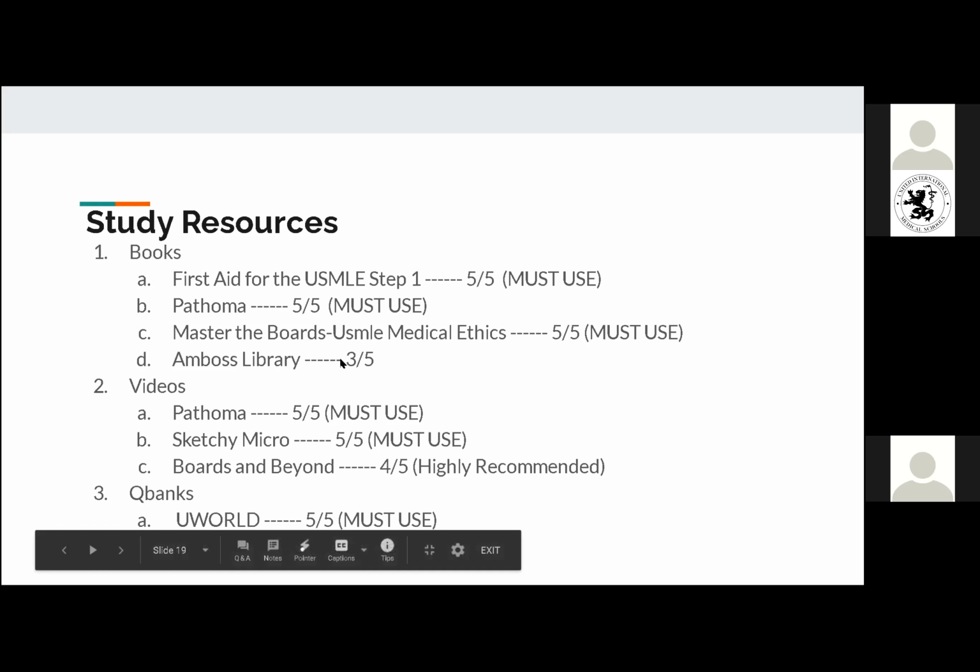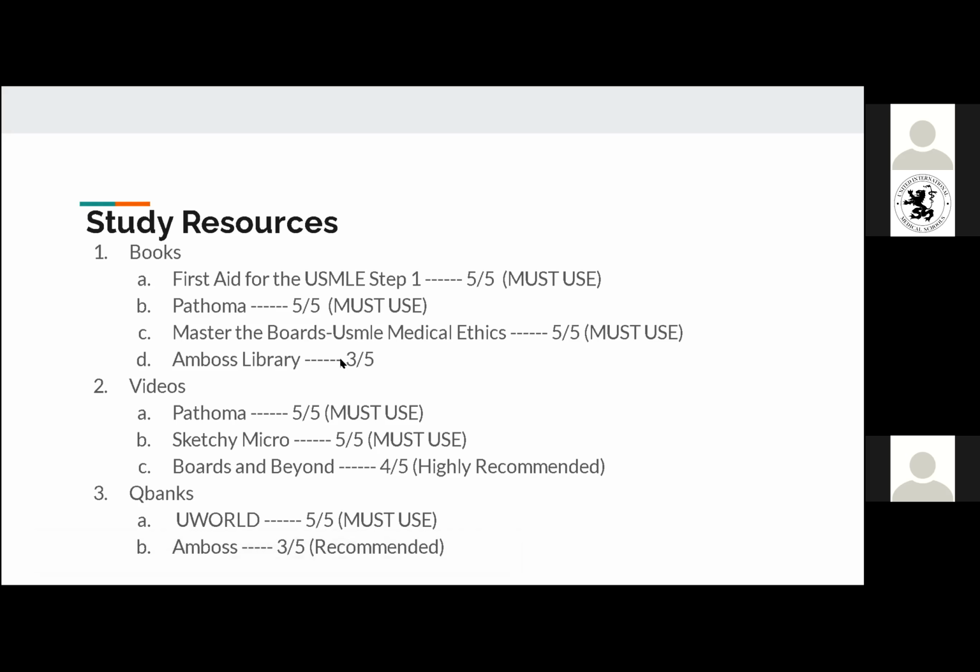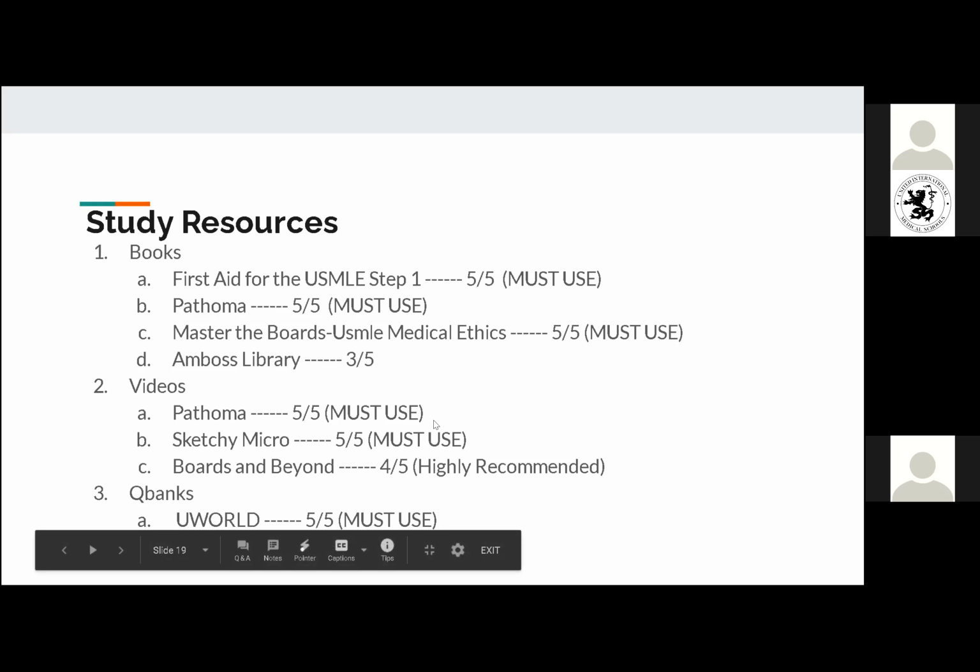Pathoma, everyone knows about Pathoma. It's really the most important resource you'll use for pathology in your 3rd year, when you're studying for the exam. Not only that, but of course you'll also use it for the USMLEs.